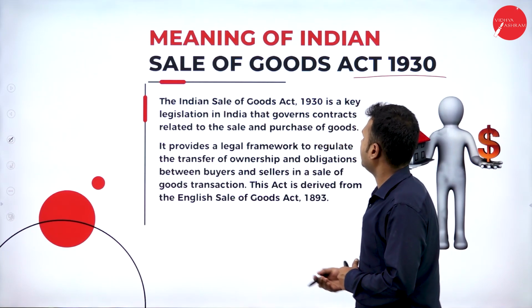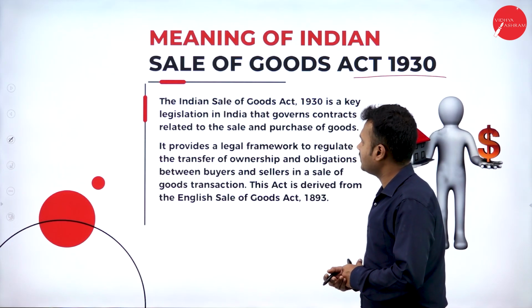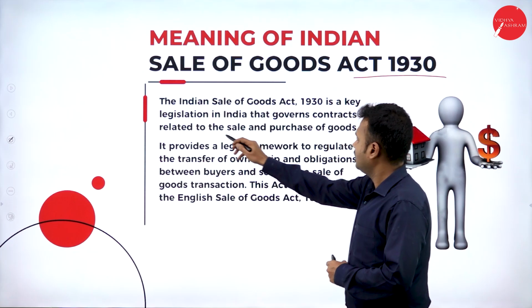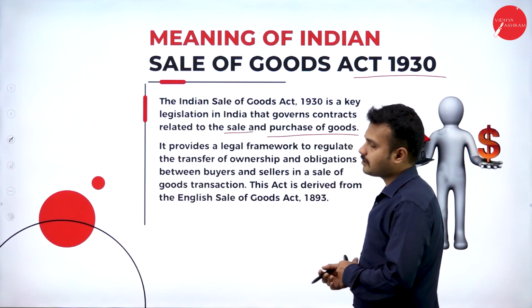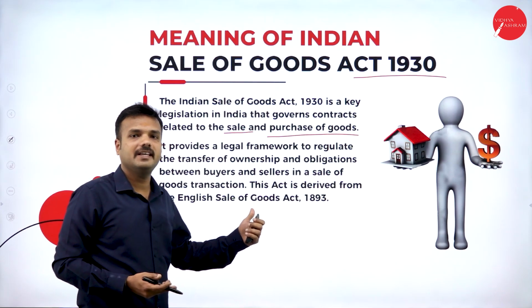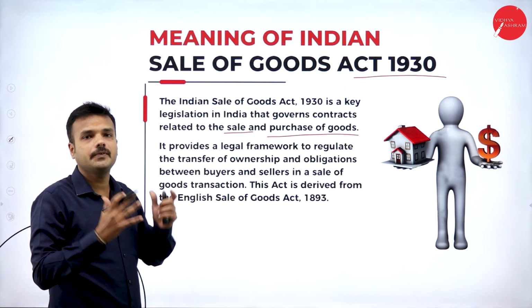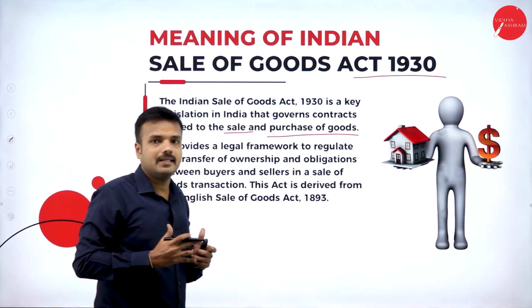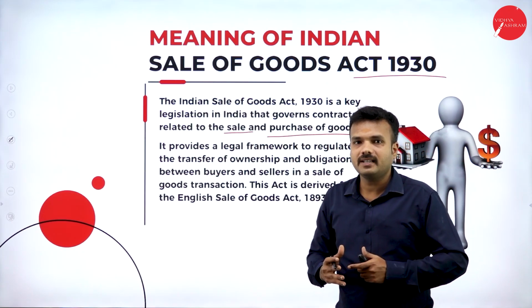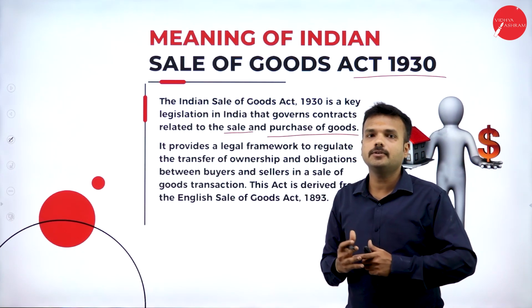The Indian Sale of Goods Act 1930 is a key legislation in India that governs contracts related to the sale and purchase of goods and services. As I said, this law is applicable for only a few products. How? According to commerce and management, goods are classified into two categories.